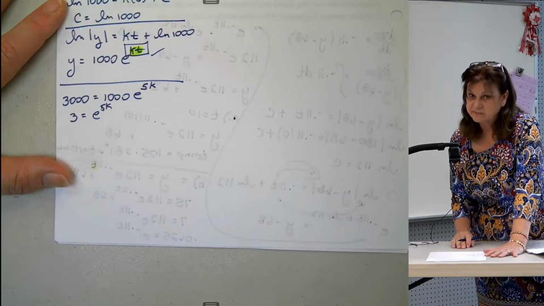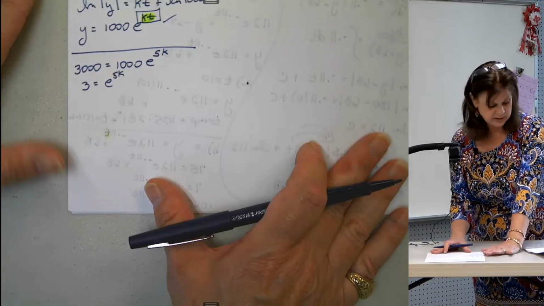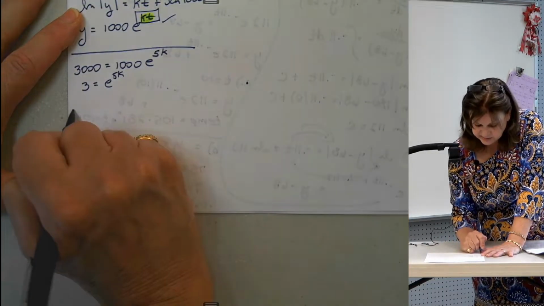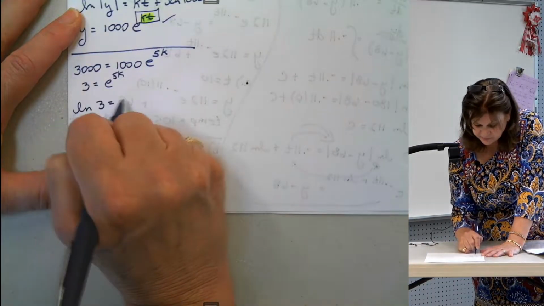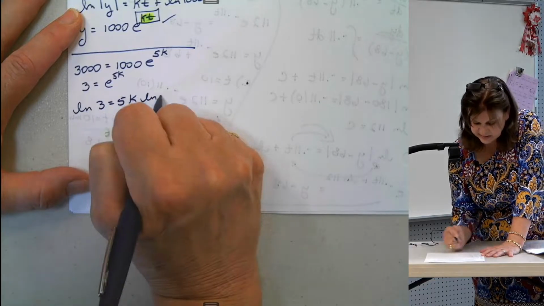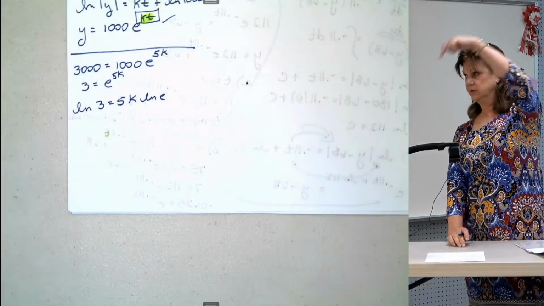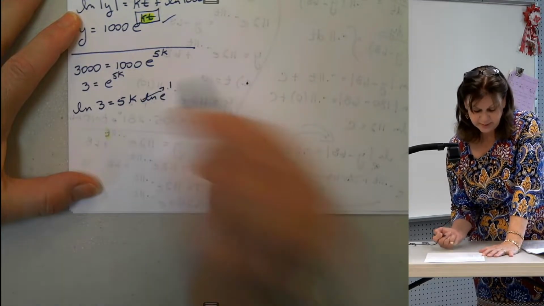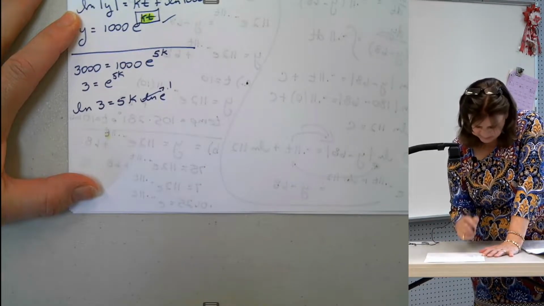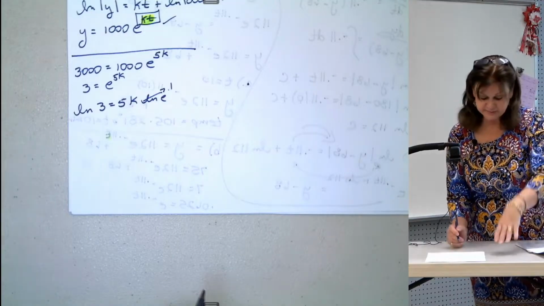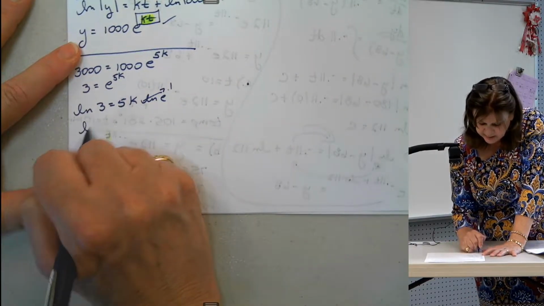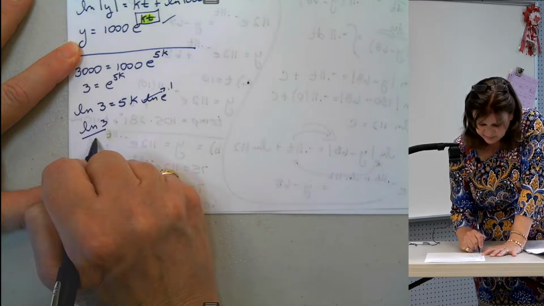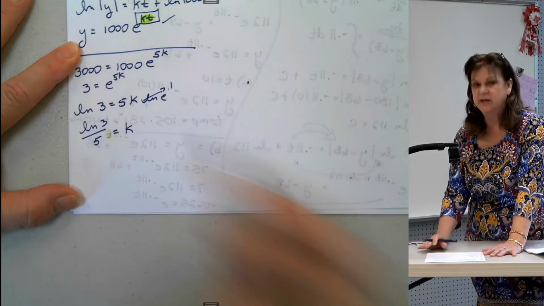All right, we're solving for k. We're going to take the natural log of both sides. So ln 3 is 5k ln e. Remember, I can bring my exponent to the front. Ln e goes to 1. So ln 3 divided by 5 is the k value.